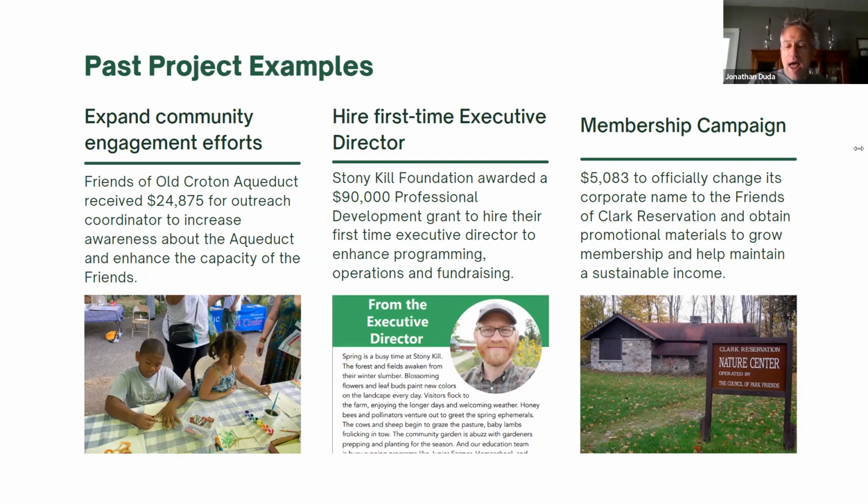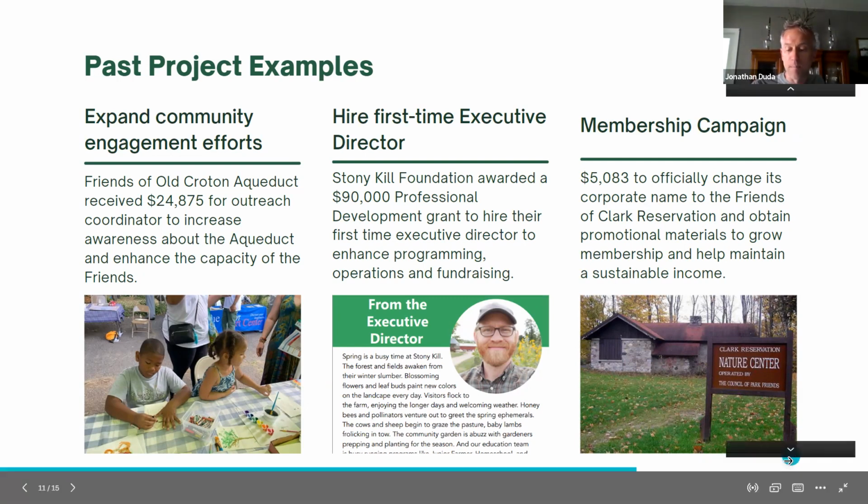We also have funded a name change, which is part of the capacity building grants. The Council of Park Friends were awarded $5,000 to legally change their name to the Friends of Clark Reservation and to embark on a membership campaign using promotional materials to grow their membership and help maintain a sustainable income.